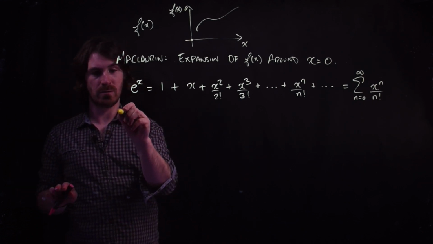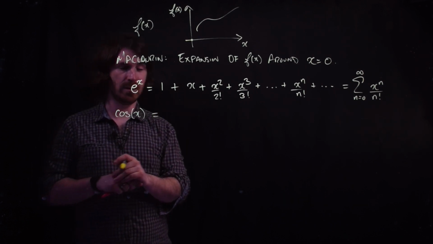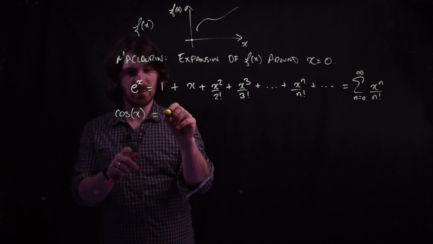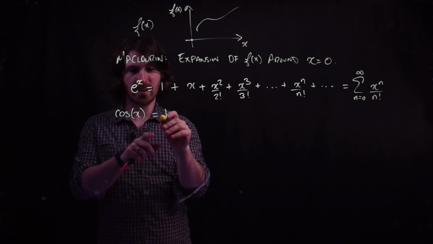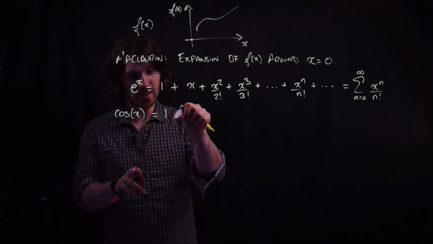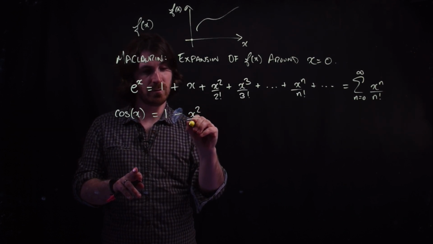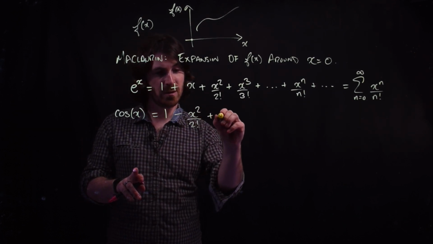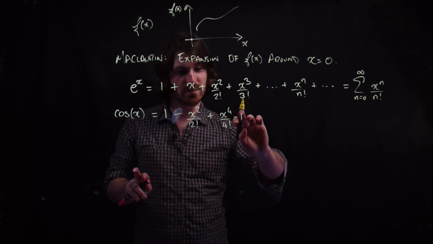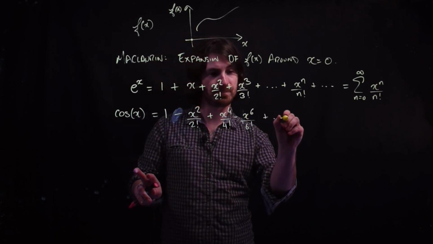We think about maybe cosine x. Then this starts at 1. If x is 0, then cosine x is 1, and if x isn't 0, then we need other terms. We have a minus in cosine. So 1 minus x squared over 2 factorial plus x to the 4 over 4 factorial minus x to the 6 over 6 factorial, etc.